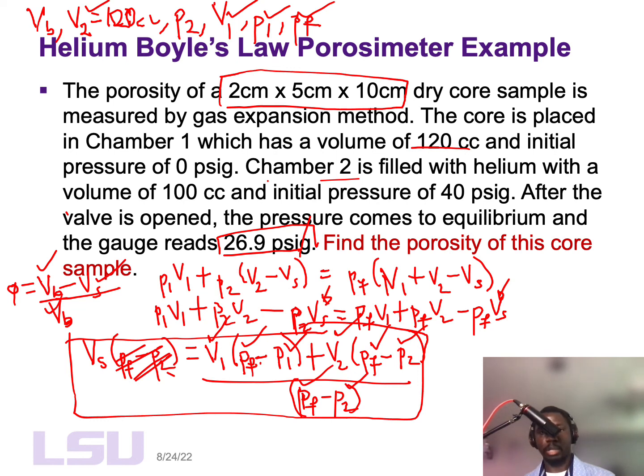So plug in all these parameters given in the problem description, and you get your solid grain volume. And then from the solid grain volume, you get the pore volume as VB minus Vs, 100 minus the Vs you calculated, and you divide by 100, which is the bulk volume. And that's how you get the porosity.